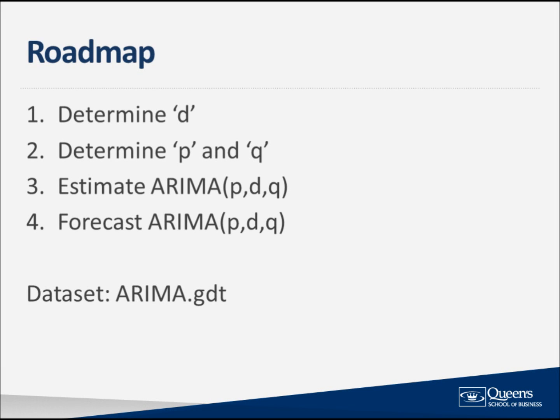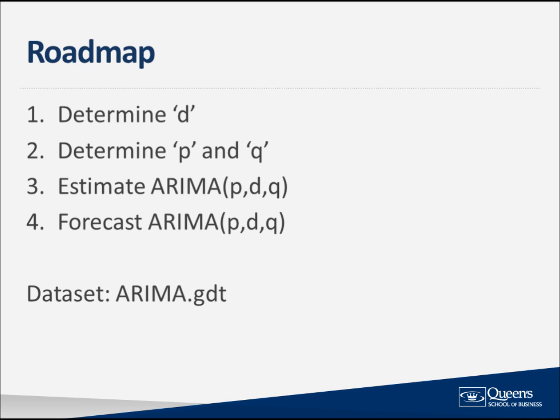The 4 items covered in this video follow the 4 steps to identifying an ARIMA PDQ model. First, we will determine D by using the ADF unit root test. Second, we will determine P and Q using the ACF and the PACF. Third, we will estimate the ARIMA model. And fourth, we will create forecasts for the holdout period.